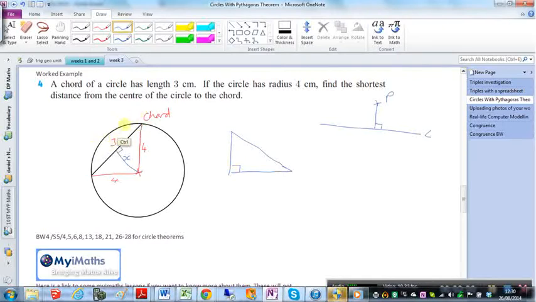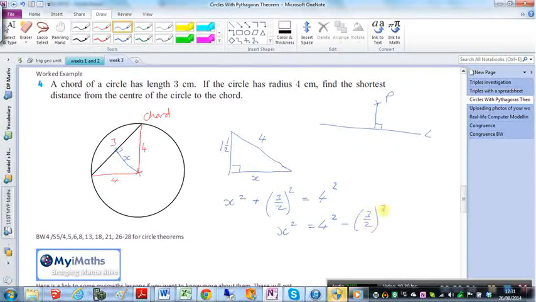So this distance, the chord, was 3. So this is actually just half the chord, the distance from here to here. So this is 1.5. The radius creates the hypotenuse here, which is 4. And this is our unknown. So substituting into Pythagoras' theorem, x squared plus 1.5, I'm going to write that as (3/2) squared, equals 4 squared. Then we've got x squared equals 4 squared minus (3/2) squared.